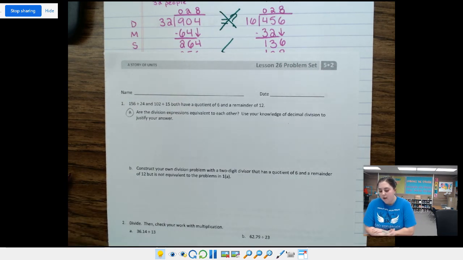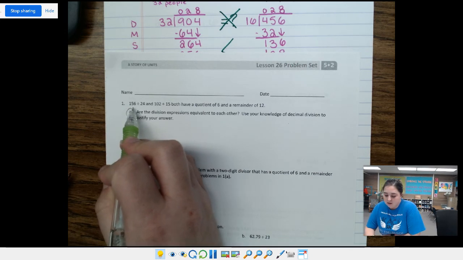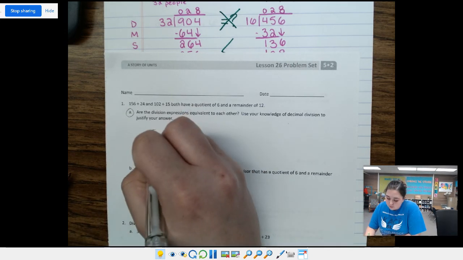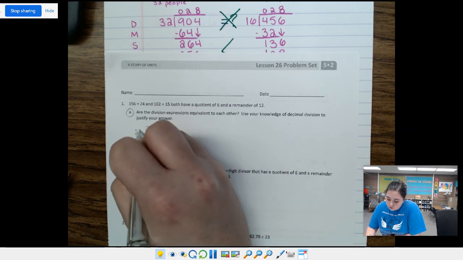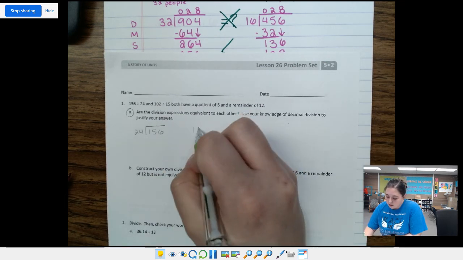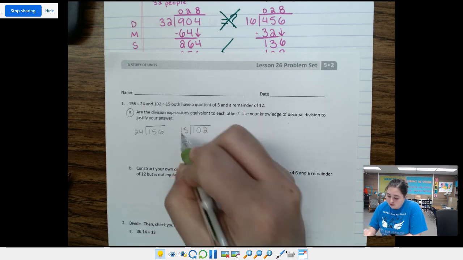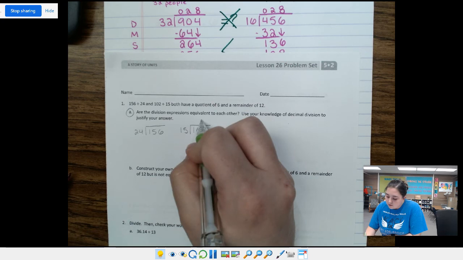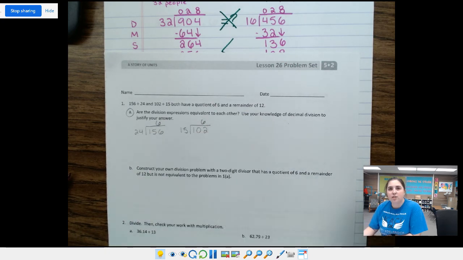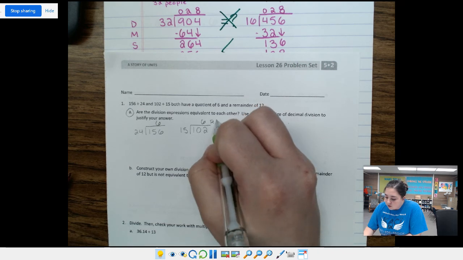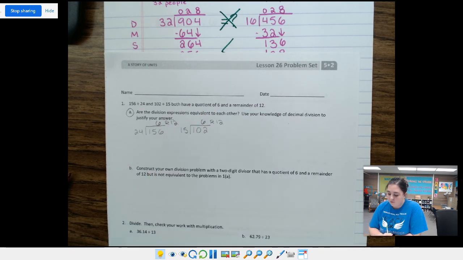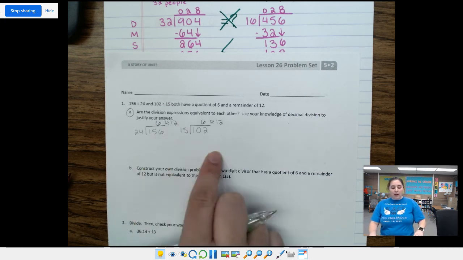So let's read it. It says 156 divided by 24. So this problem here, divide by 24. And 102 divided by 15. Both have a quotient of 6. So quotient is answer. And a remainder of 12. Are the division expressions equivalent to each other? Use your knowledge of decimal division to justify your answers. So I want you to explain why these may not be the same.